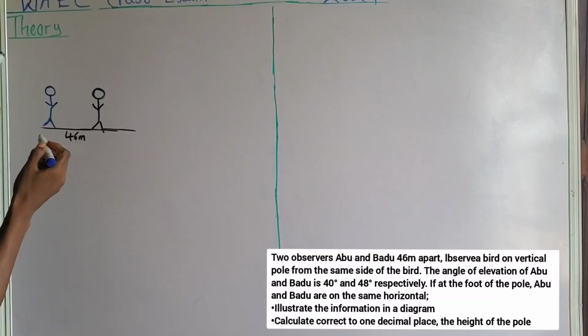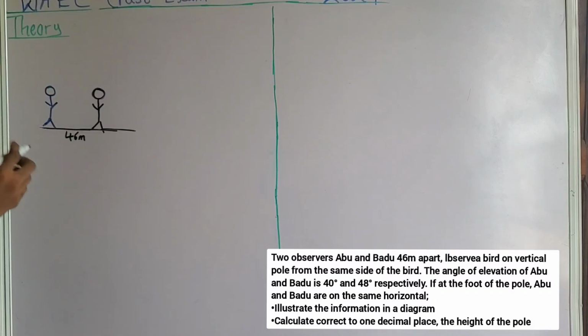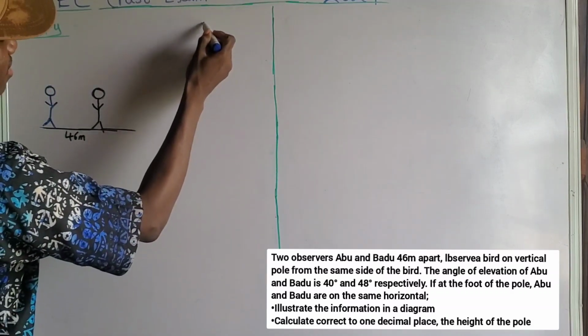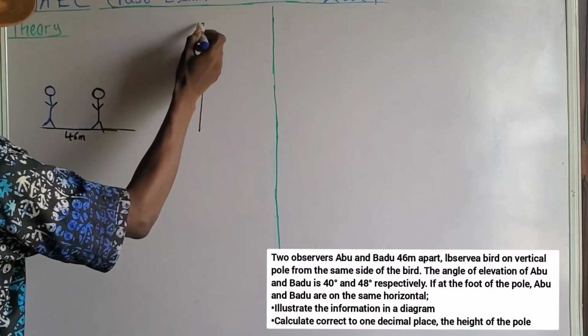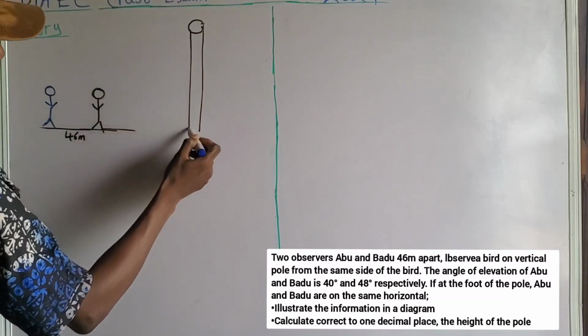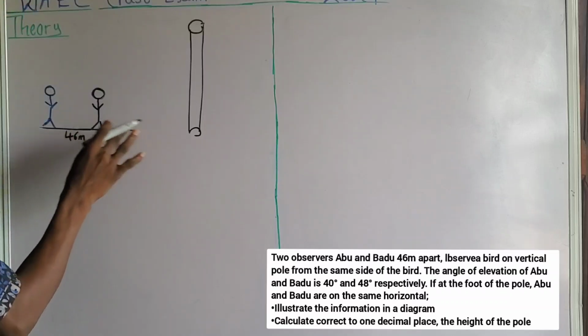Both Abu and Badu observe a bird on a vertical pole. Now, let's say this is the vertical pole. Are you getting what I'm trying to say? Let's call this the vertical pole. You see, listen to me carefully. If you are doing this in an exam, you don't have to illustrate all this.